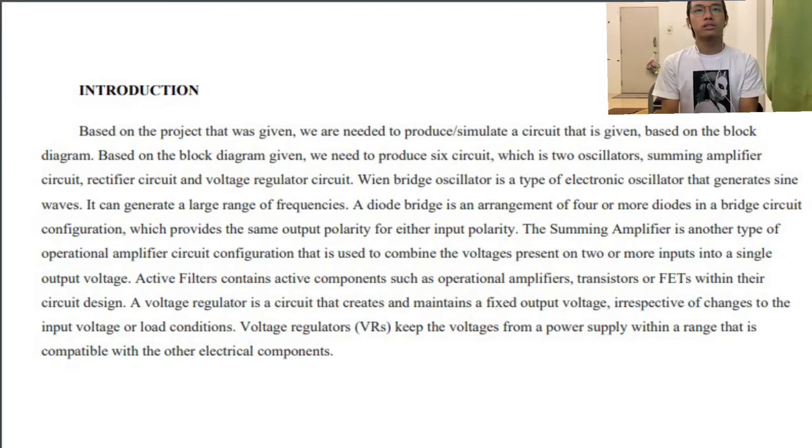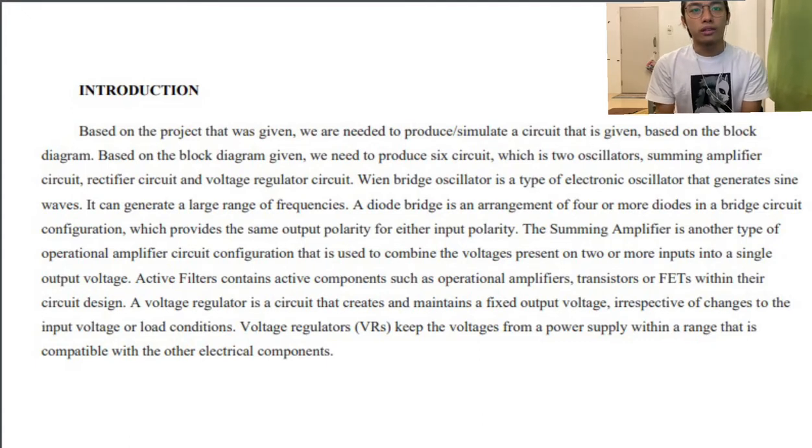Wein bridge oscillator is a type of electronic oscillator that generates sine waves. It can generate a large range of frequency. A diode bridge is an arrangement of 4 or more diodes in a bridge circuit configuration which provides the same output polarity for either input polarity.